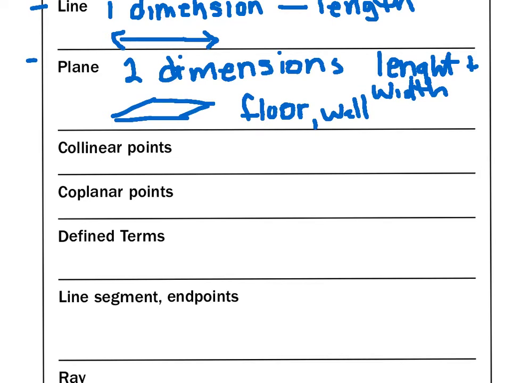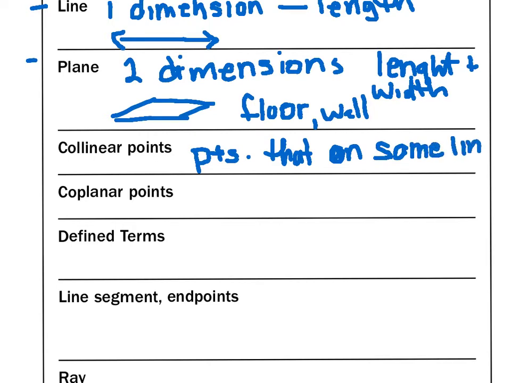Now, from these definitions, we can go ahead and define these other things. So collinear points are points that are on the same line. Coplanar points are points on the same plane.